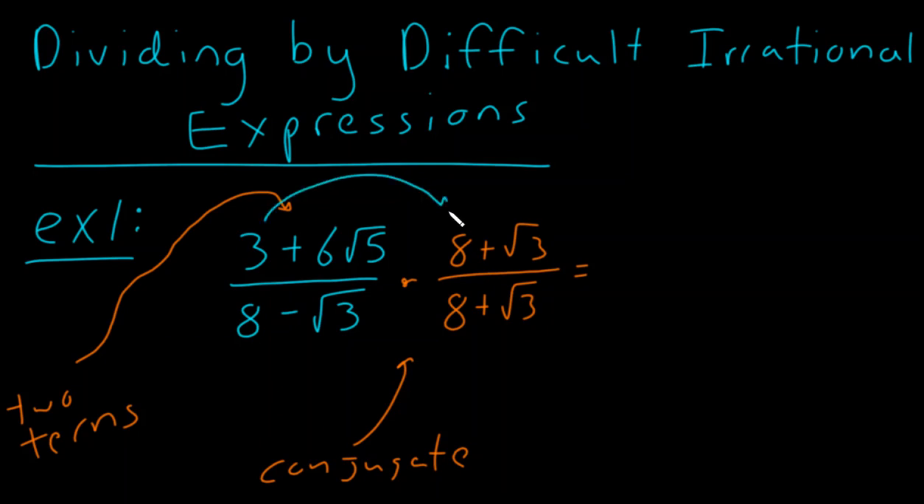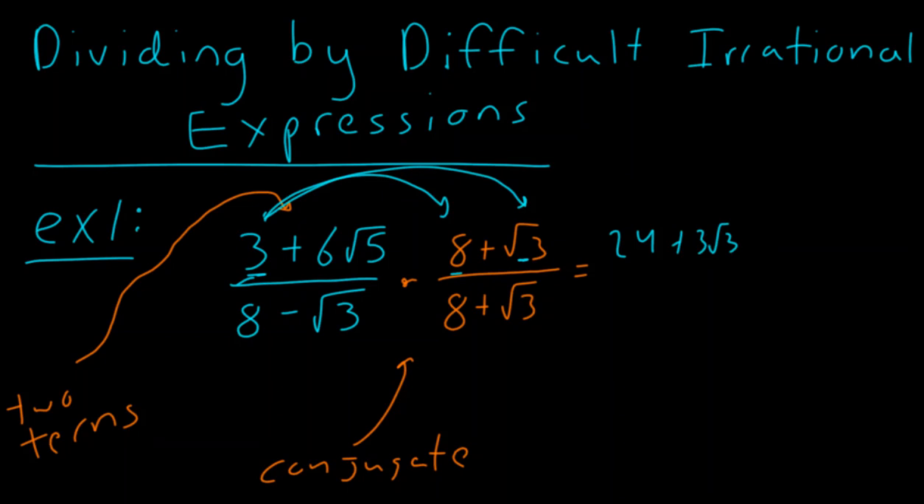We see here that 3 times 8, and we're going to use the FOIL method. We're going to multiply the first terms. 3 times 8 is 24. And then we're going to multiply by the outside terms, 3 times the square root of 3. And let's see, 3 times the square root of 3 will be plus 3 square roots of 3.